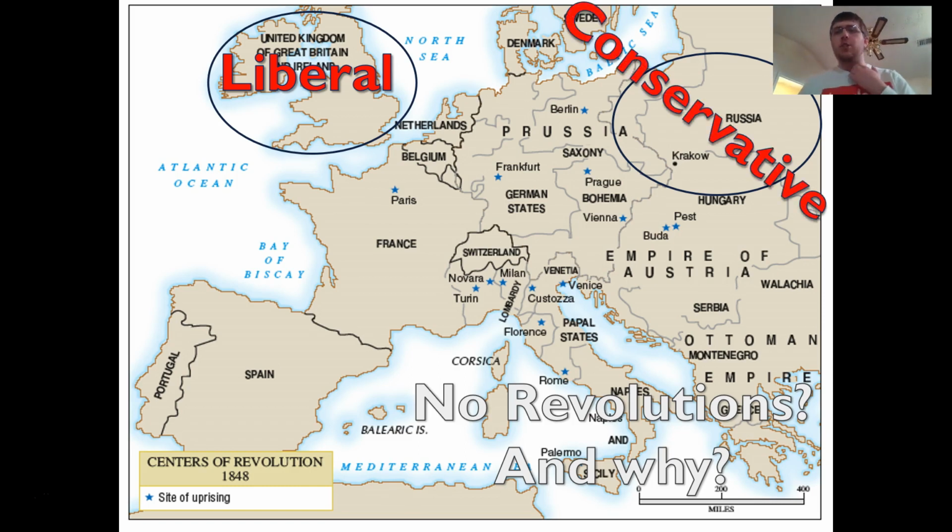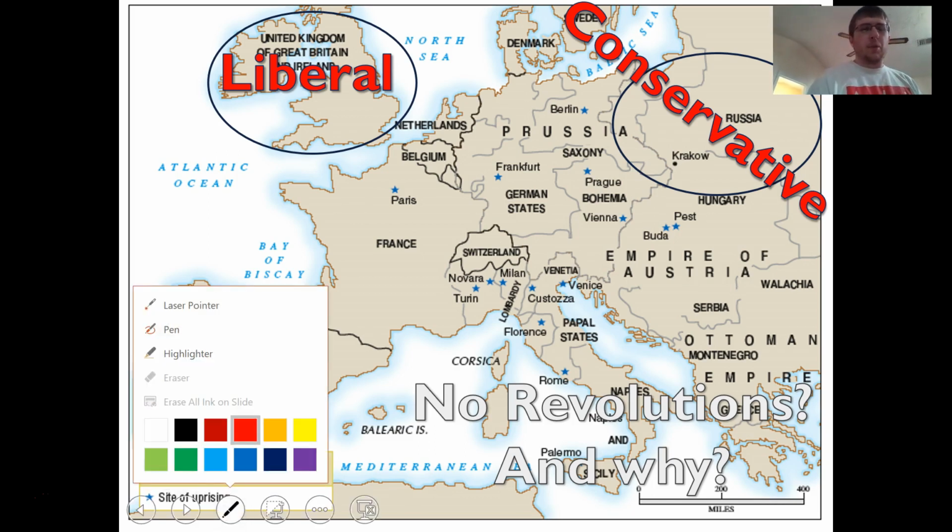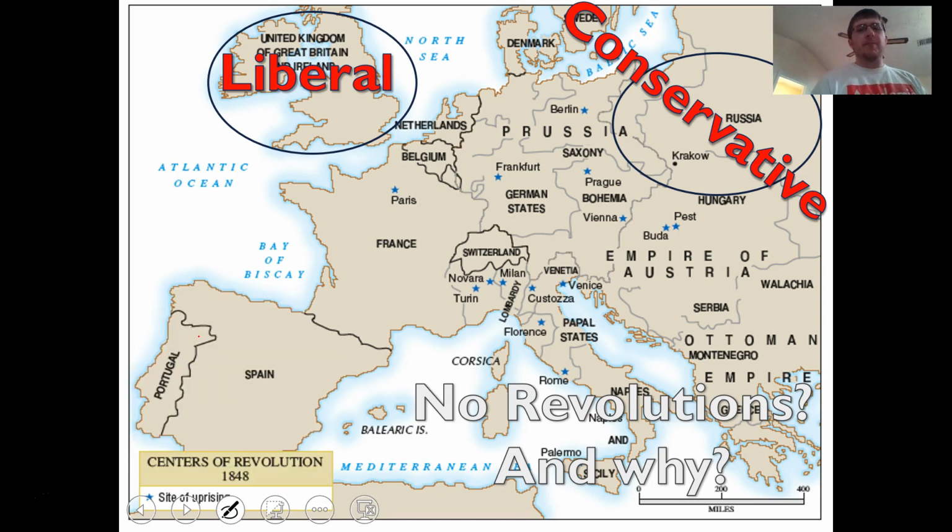Now, in Russia, things are too conservative. There is 0, and if not 0, maybe 0.1 of the population that is deemed middle class. Now, if I get out my marker here, one thing that we're going to track for the next couple of units is that the farther east you go, the more conservative you get.